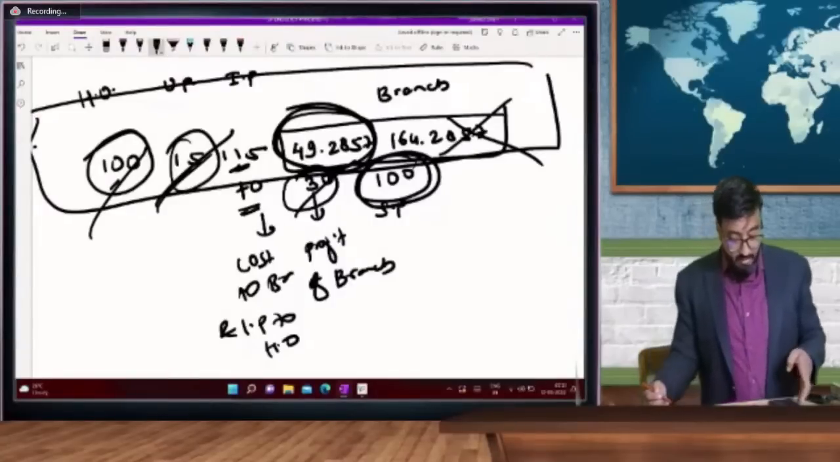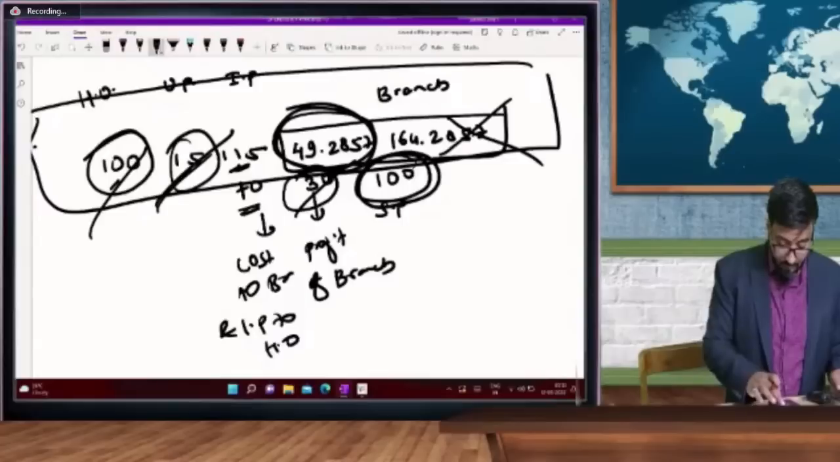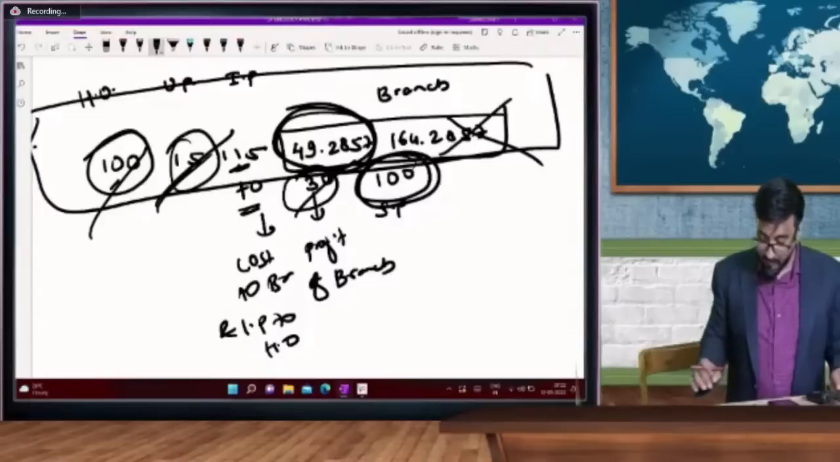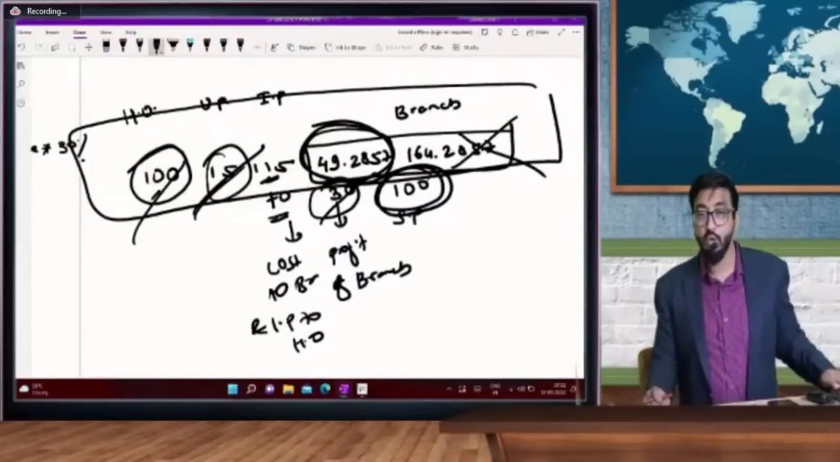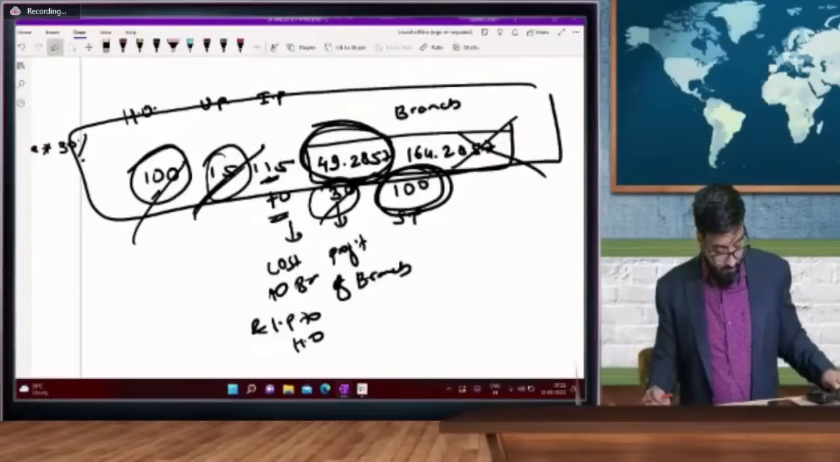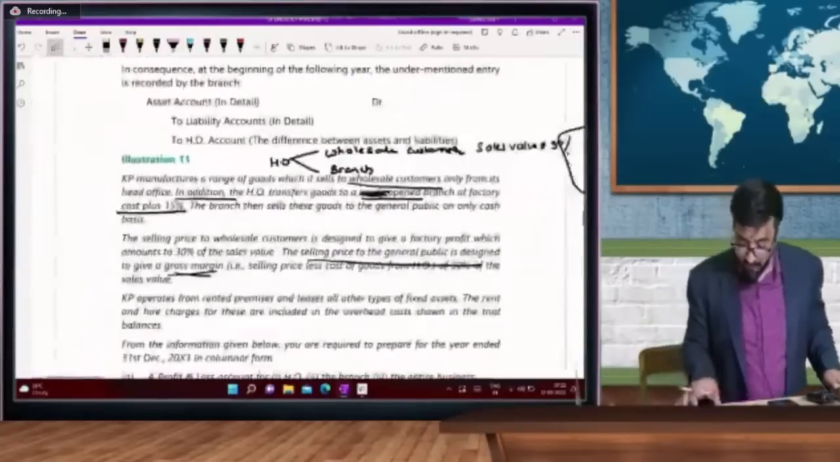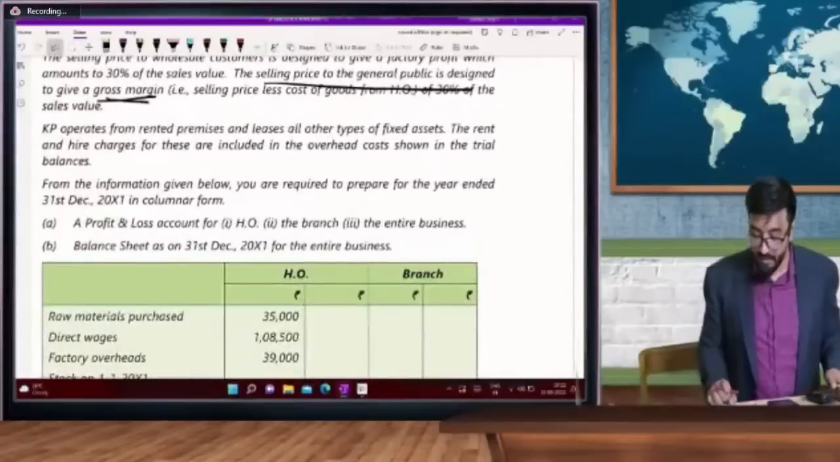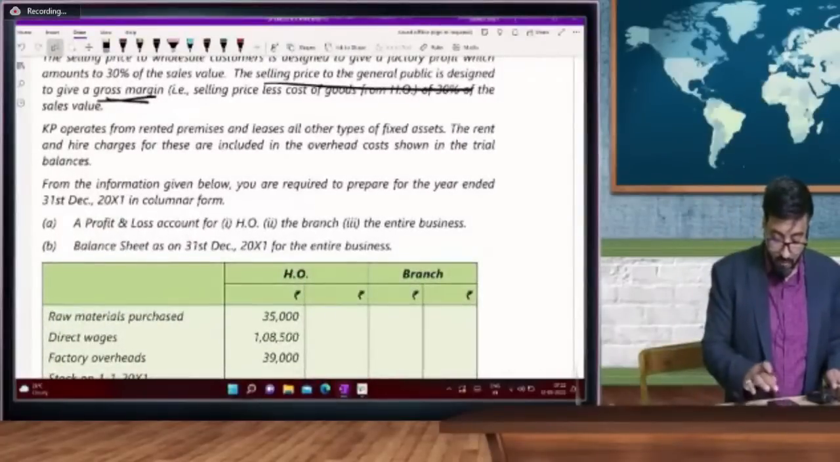Yes. Understood everyone? Quickly tell me in the comment section. So 15% on cost and here it is 30% on sales. Easy? Chalo. KP operates from rented premises. I'm waiting for your replies, beta. Understood or not? If you have any query, you can ask me.